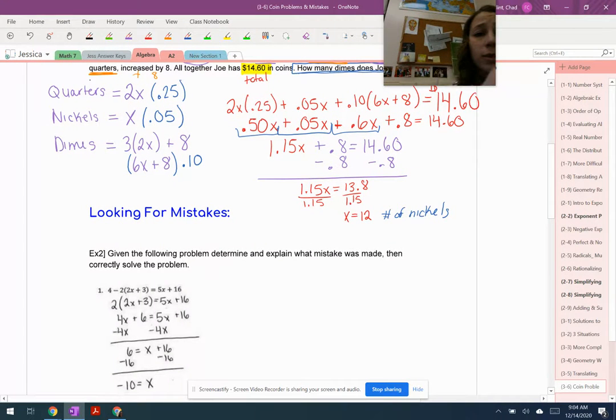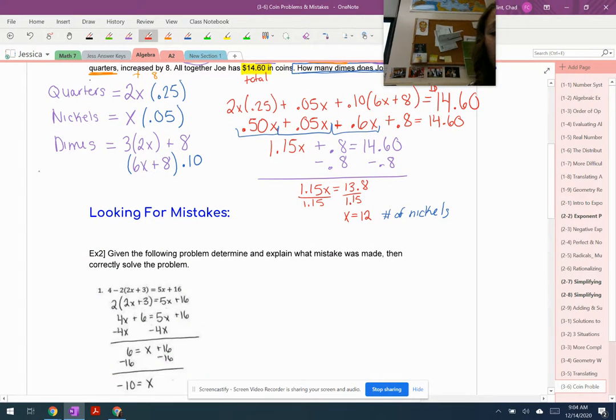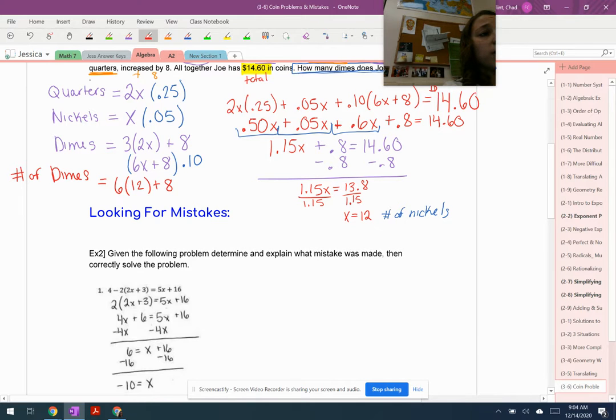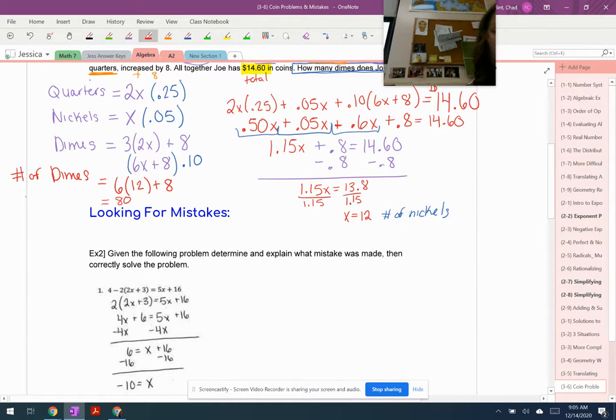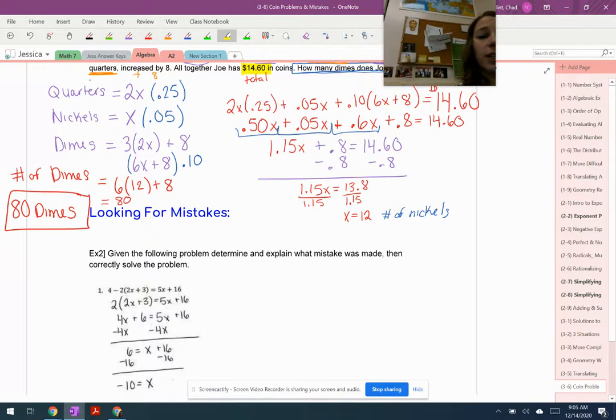So then, I'm going to use my dimes expression and the fact that x is equal to 12. So number of dimes is equal to 6 times 12 plus 8. 6 times 12 is 72, plus 8 is 80. So there are 80 dimes for my final answer.